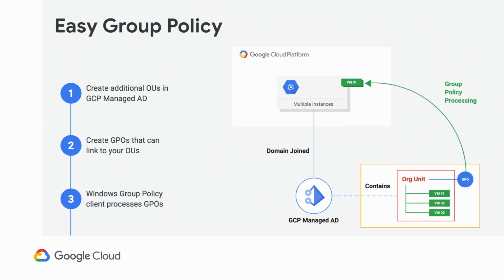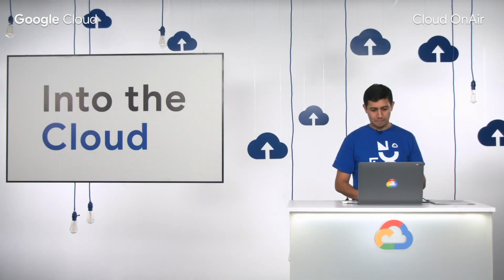The other thing that a lot of you work with when it comes to Active Directory is group policy. As I mentioned, we have pre-created an organizational unit for you, and that automatically applies to the OU where all of your VMs are housed. You also have the ability to create additional group policy objects and have them applied to child OUs or sub-OUs of this organizational unit. So you have quite a bit of flexibility when it comes to group policy and working with Google Cloud Managed Active Directory.